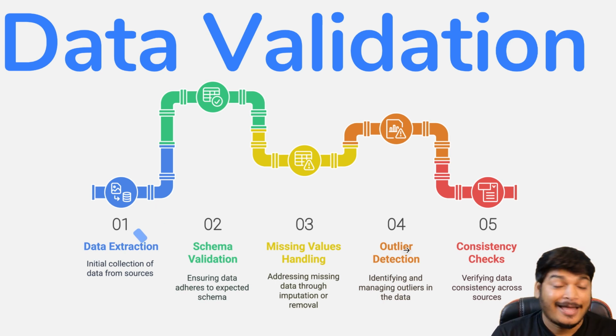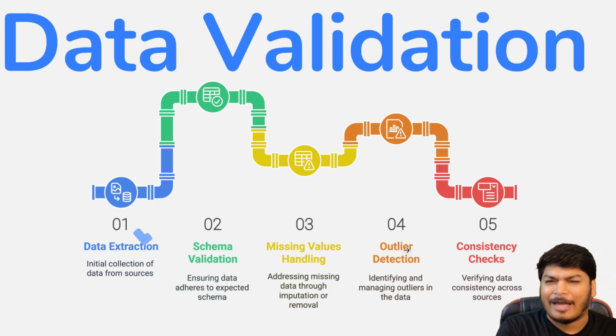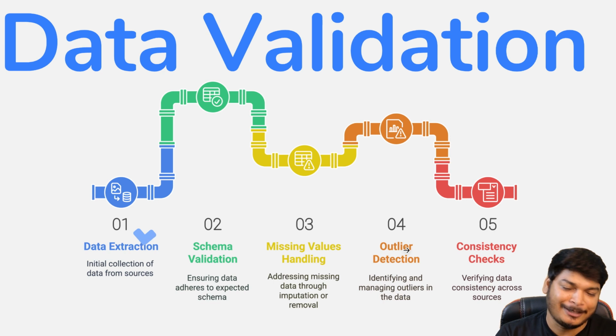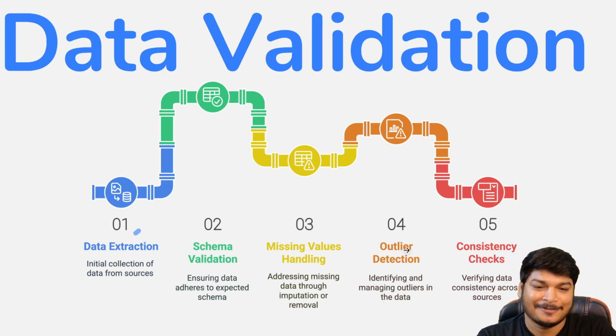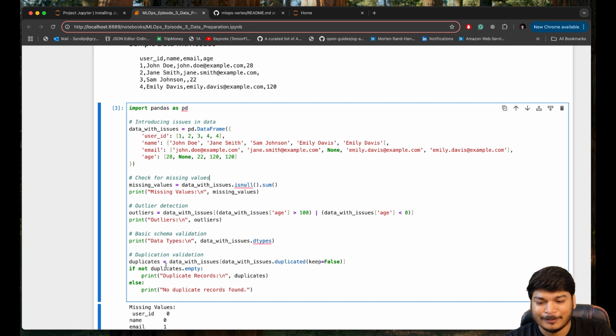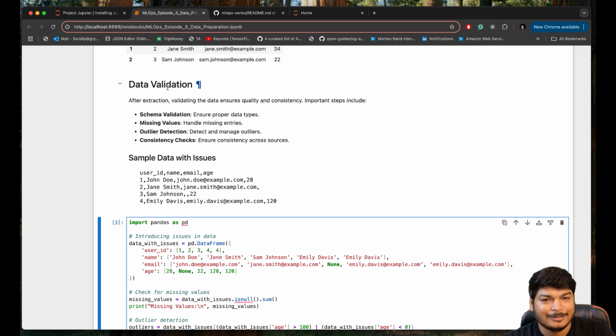Okay, and then we have to make sure that all the data coming from different sources is consistent. Okay, so we have to have this very basic validation in the dataset. Now let me show you in the script how it gets done. Okay, so let's come back to this particular notebook where there is a data validation part.